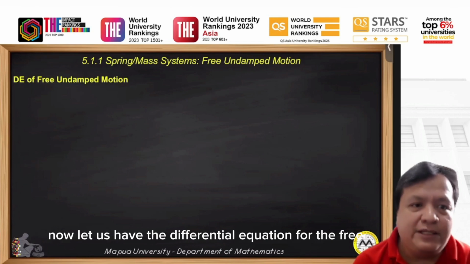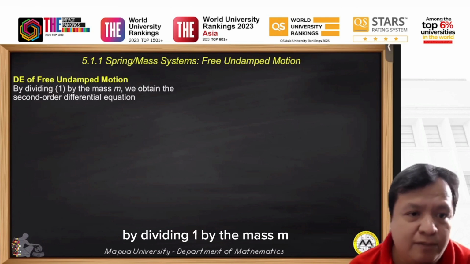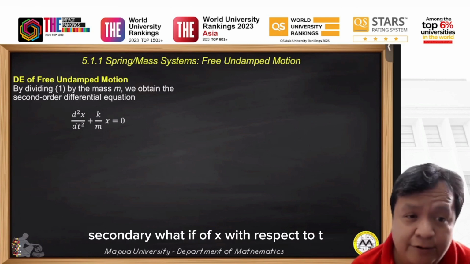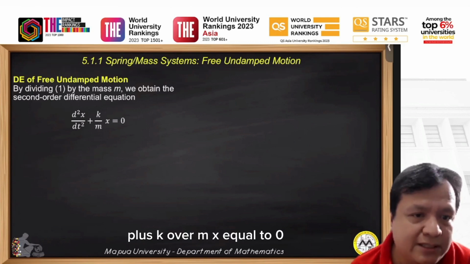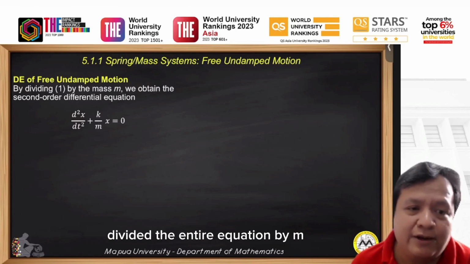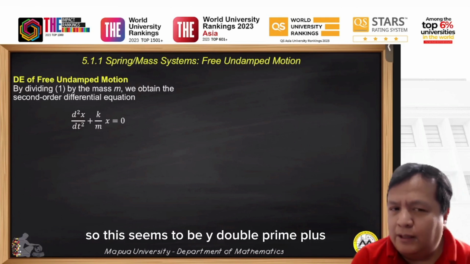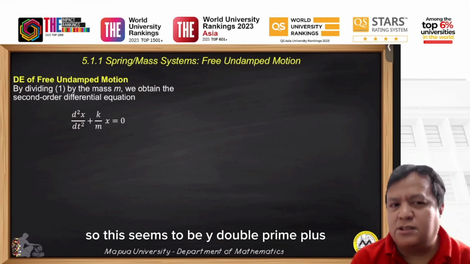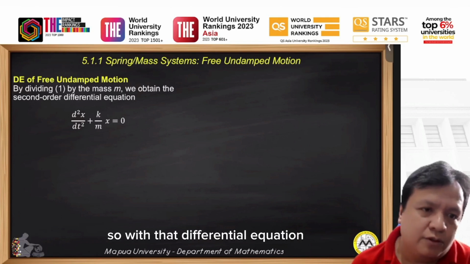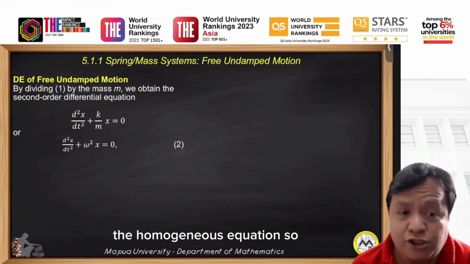Now let us have the differential equation for the free and undamped motion. By dividing equation 1 by the mass m, we obtain the second order differential equation: the second derivative of x with respect to t plus k over m times x equal to 0. So take note that we have just divided the entire equation by m. So this looks like y double prime plus a constant times y equal to 0. With that differential equation, we can solve this using the homogeneous equation.